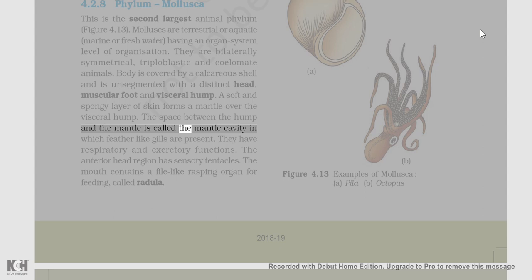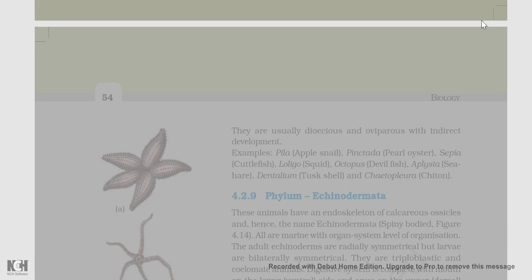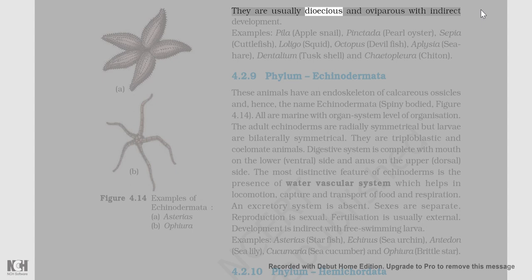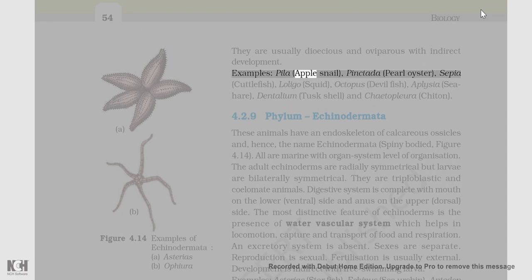They have respiratory and excretory functions. The anterior head region has sensory tentacles. The mouth contains a file-like rasping organ for feeding, called radula. They are usually dioecious and oviparous with indirect development. Examples: Pila, apple snail; Pinctada, pearl oyster; Sepia, cuttlefish; Loligo, squid; Octopus, devilfish; Aplysia; Charonia; Dentalium, tusk shell; and Chiton.